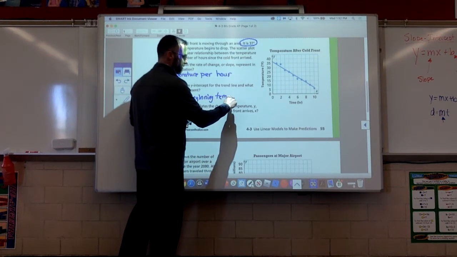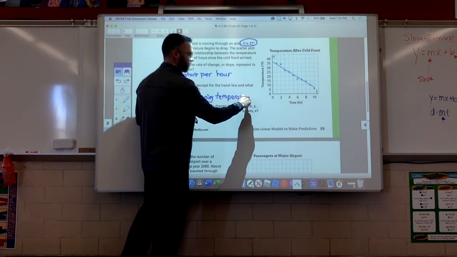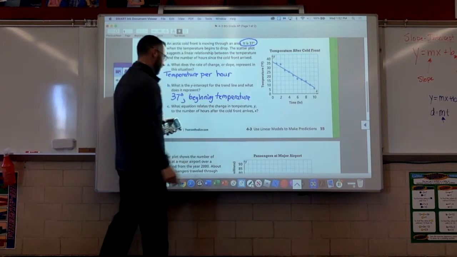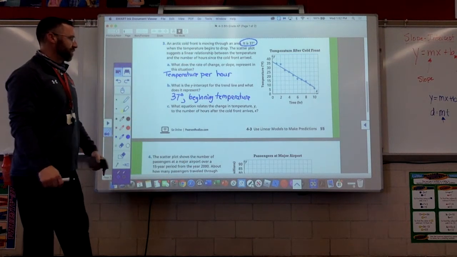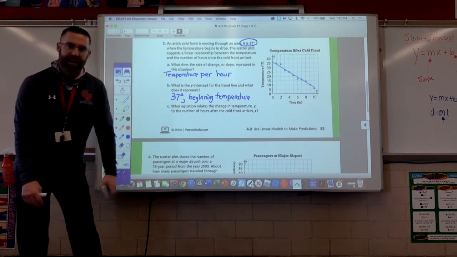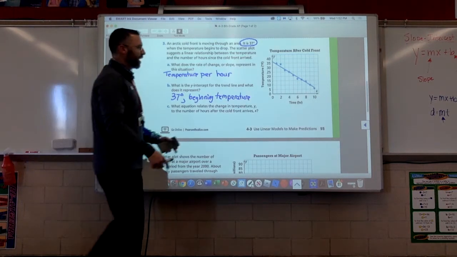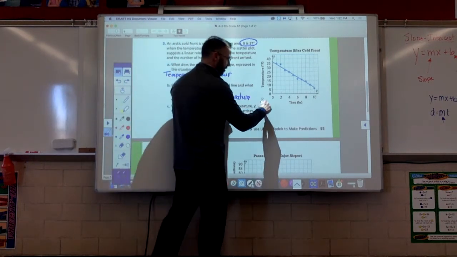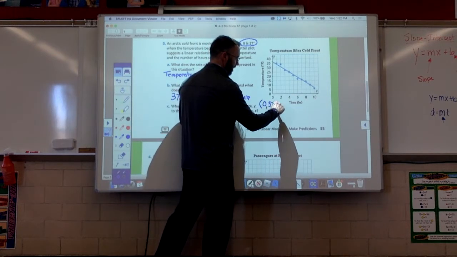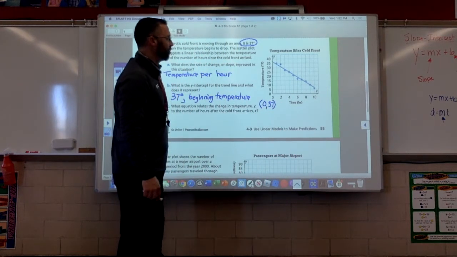That's what it is. Starting at 37 degrees before it begins to drop. Now, what equation relates those two? Oh, doggone it. Now we got to find the slope. Well, let's use the y-intercept, 0,37. And let's find another point on that line.